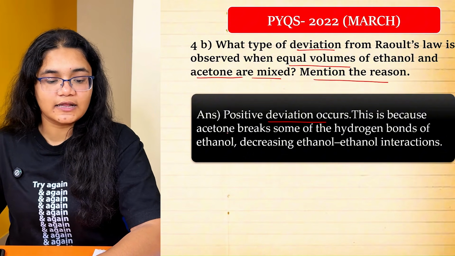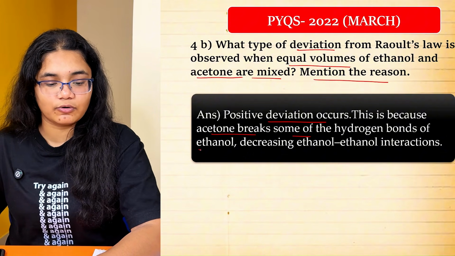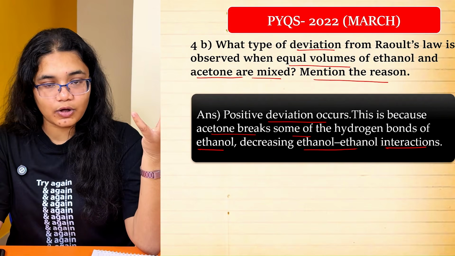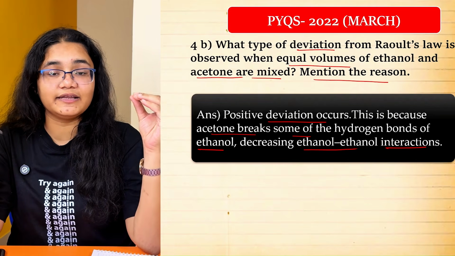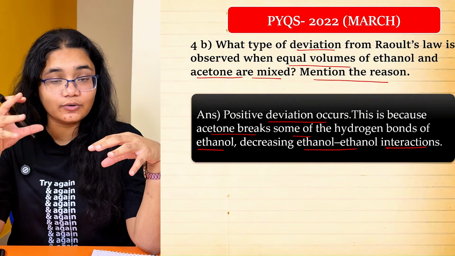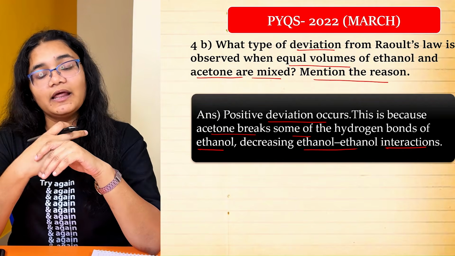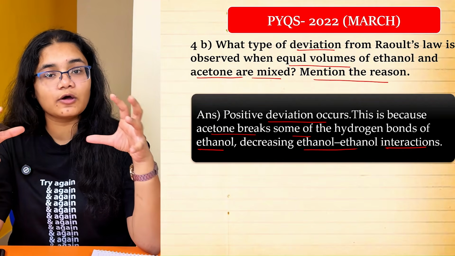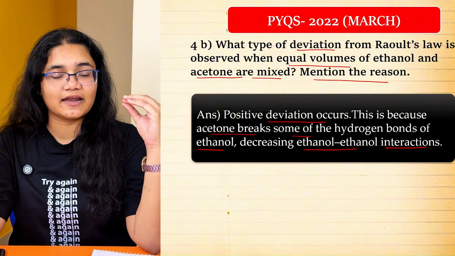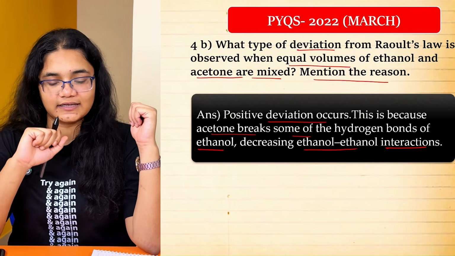This is because acetone breaks some of the hydrogen bonds of ethanol, decreasing the ethanol-ethanol interactions. Ethanol is an alcohol molecule, and two ethanol molecules have very strong hydrogen bonding. But when you add acetone, the hydrogen bonding is disrupted and there is no good strong bond between acetone and ethanol. So overall the interaction decreases and we see positive deviation in this case.